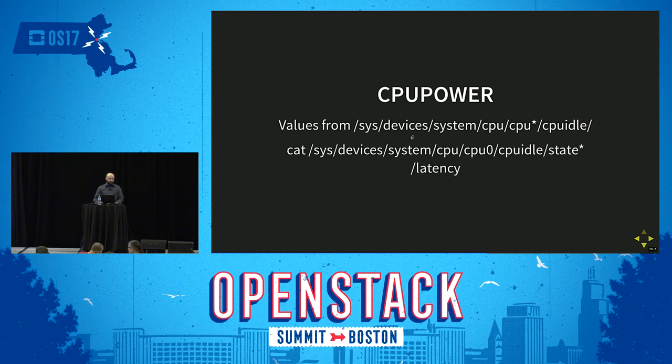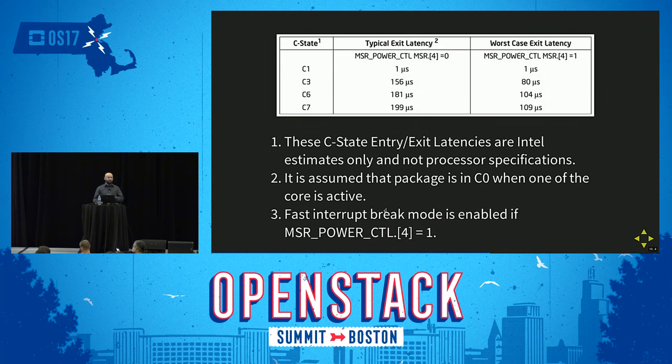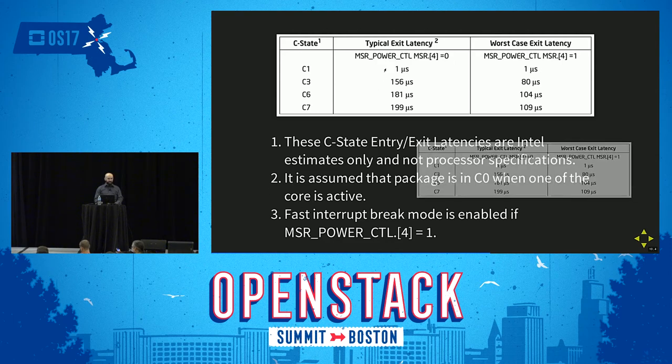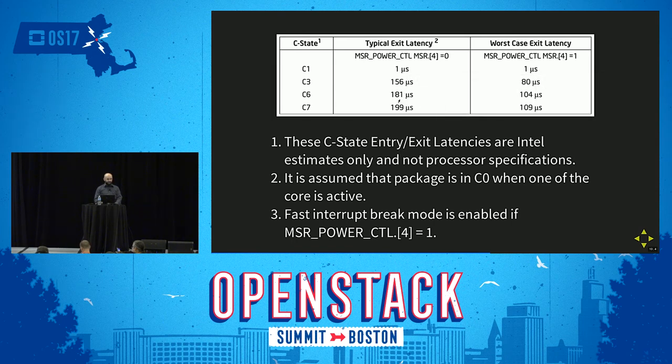The most interesting for us is this latency. We want this latency to be as small as possible, or no latency at all. This is probably the optimal scenario. This is the table which I copied and pasted from the Intel documentation, and they estimate that exiting from C state C1 is about 1 microsecond. Then we have 156 microseconds, and so on. Those values are not exactly the same, probably because they are for a different type of CPU and maybe the document was older. But I was seeing slightly shorter values on my server. But anyway.